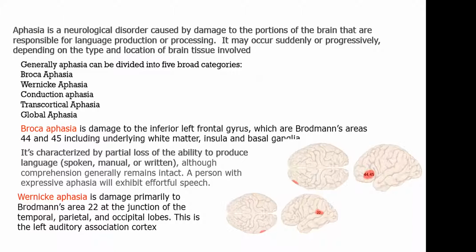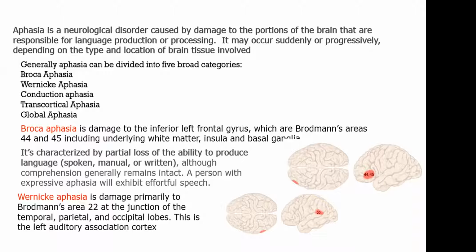Aphasia is a neurological disorder caused by damage to the portions of the brain that are responsible for language production and processing. It may occur suddenly or progressively, depending on the type and location of brain tissue involved. We have five broad categories: Broca aphasia, Wernicke, conduction, transcortical, and global aphasia.